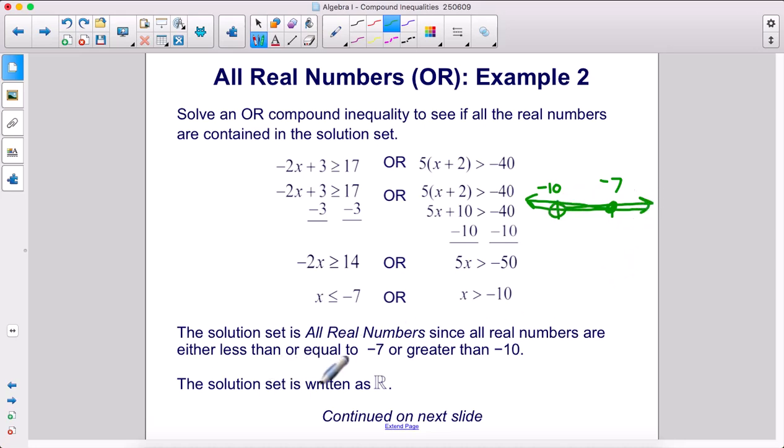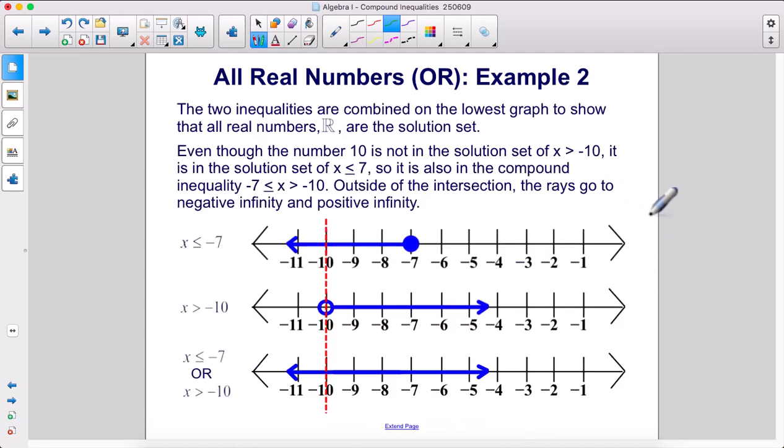The solution set is written as this special R, which is an R with an extra line on the left side. The two inequalities are combined on the lowest graph to show that all real numbers are the solution set. Even though the number negative 10 is not in the solution set of x is greater than negative 10, it is in the solution set of x is less than or equal to negative 7. So it is also in the compound inequality, negative 7 is less than or equal to x, which is greater than negative 10. Outside of this intersection, the rays go to negative infinity and positive infinity.